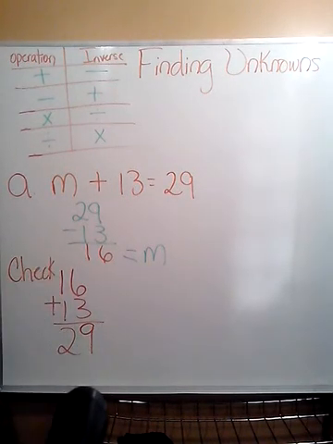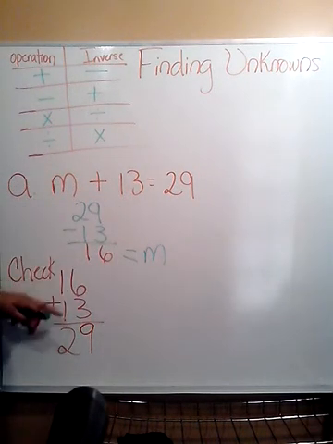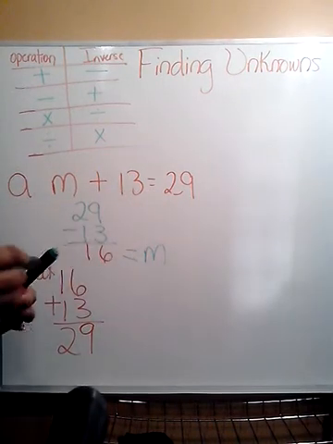Okay? So it works. That means it's correct. We checked our problem. M, our variable M is 16. It works. I plugged it back into the original problem. M plus 13, 16 plus 13 equals 29. 29, it's the same thing. It's right.